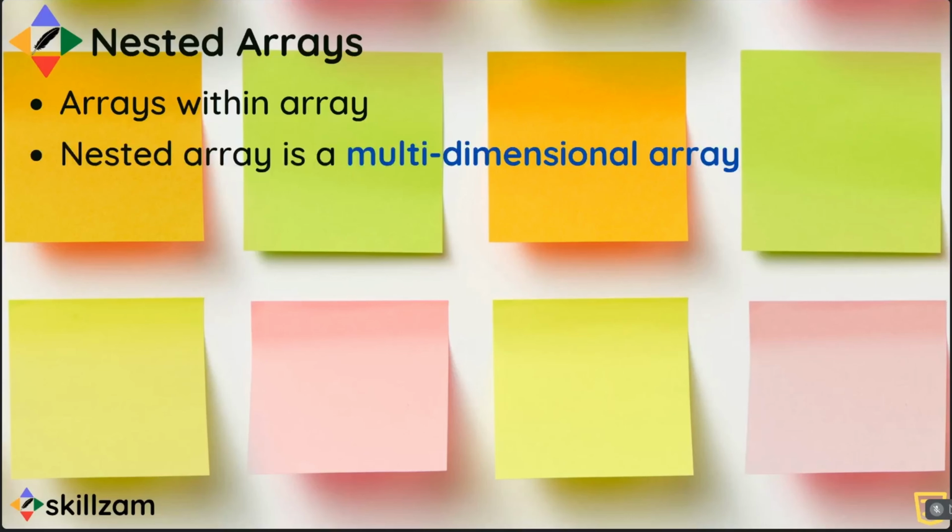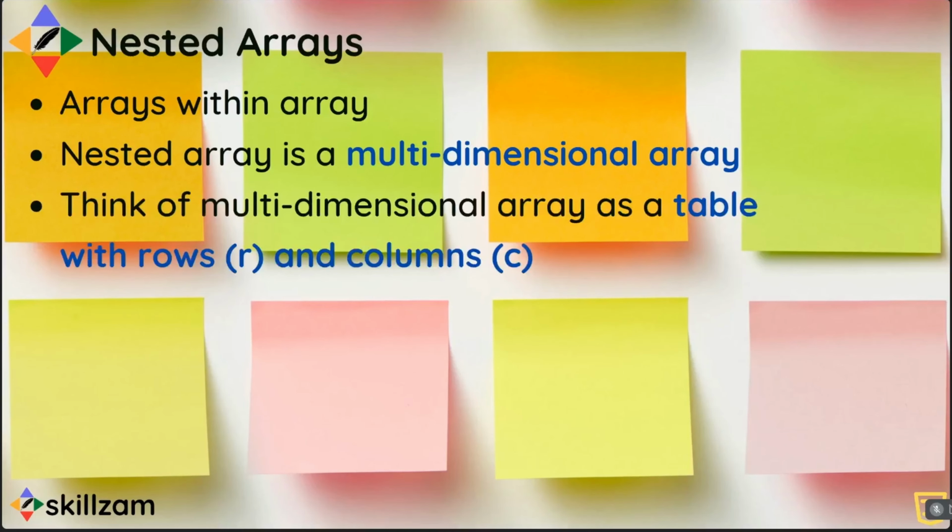Nested arrays are always multi-dimensional in nature. They are also called multi-dimensional arrays. You can think of them as a table which contains rows and columns, r number of rows and c number of columns.